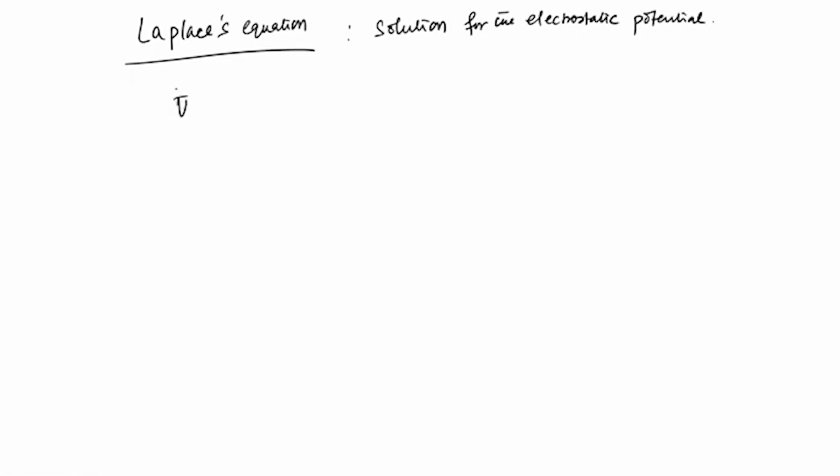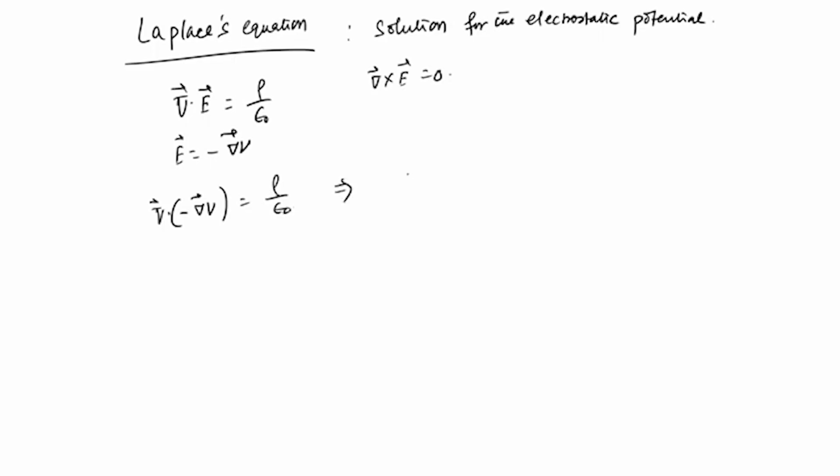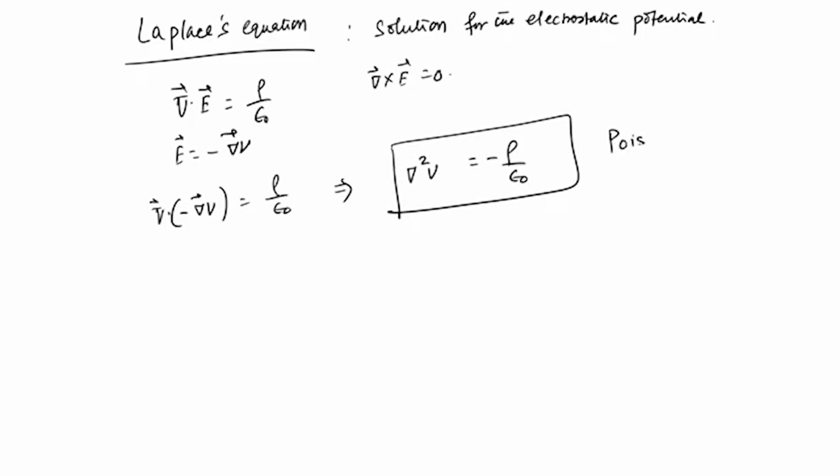Okay, so we have this divergence of E equal to rho over epsilon 0. We have also learned that curl of E is equal to 0. If you combine them, then E becomes equal to minus gradient of V, where V is the potential. So if you put divergence of minus gradient of V equal to rho by epsilon 0, this gives that del square V is equal to minus rho by epsilon 0. This is an equation called the Poisson's equation.